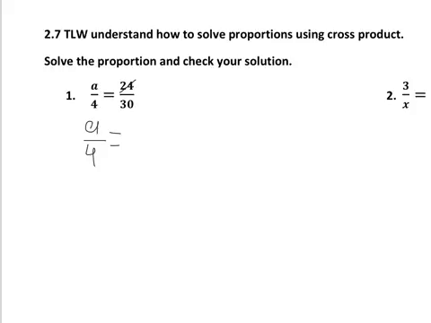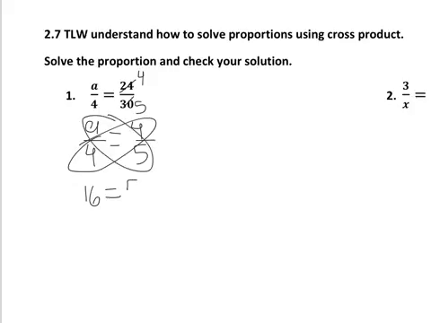How many times does 6 go into 24? 4. How many times does 6 go into 30? 5. So you get 4/5. So you get 16 equals 5a. Divided by 5, you get a equals 16 over 5. Okay? Now let's check. So let's make sure we didn't do something wrong.